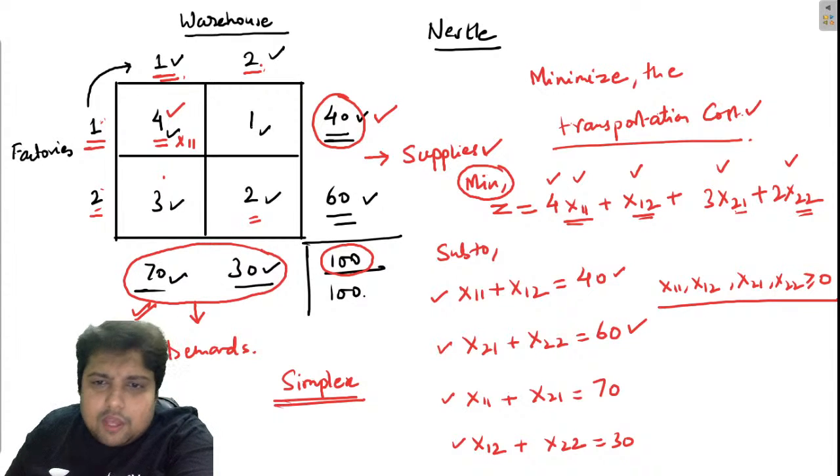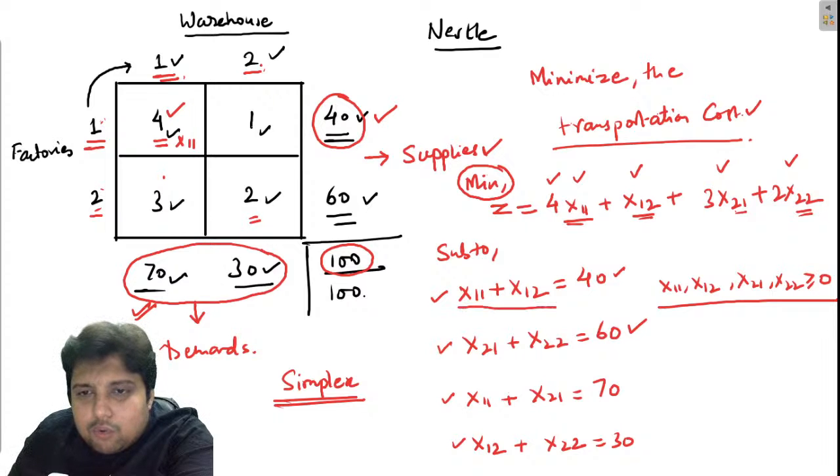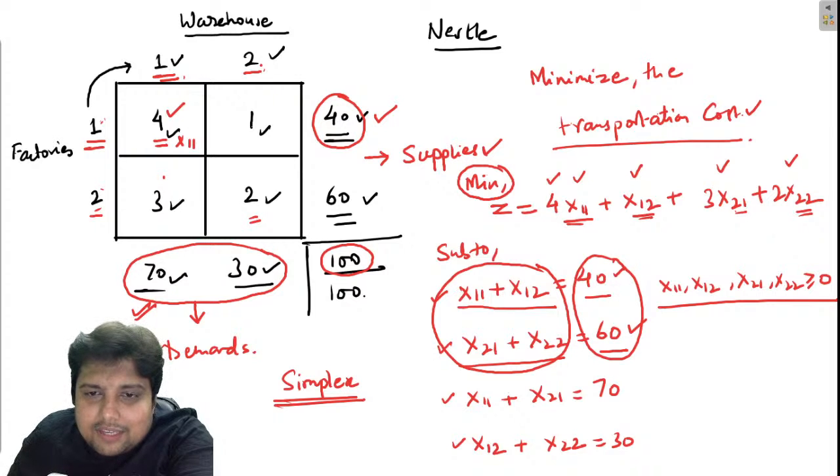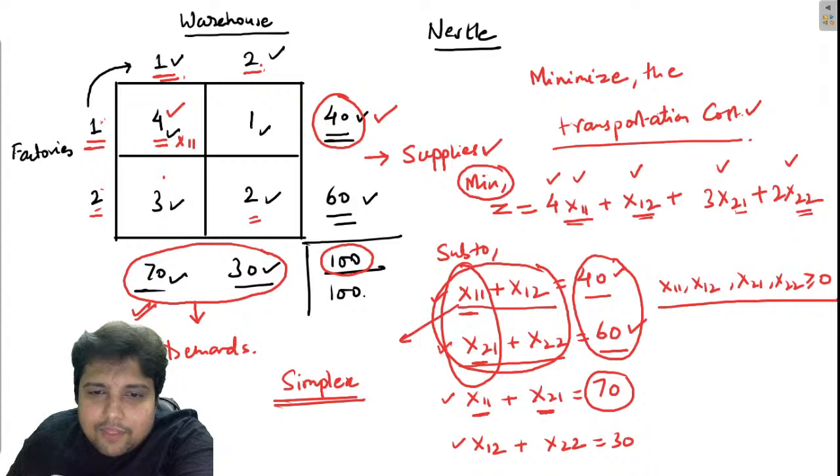If you check here, x11 plus x12 is equal to 40, x21 plus x22 equal to 60. If I add all these, I will basically be getting 100. Now in this, x11 plus x21 is equal to 70. So I will simply place instead of these two, equal to 70. What I will get? 100 minus 70, 30. So x12 plus x22 will be equal to 30.